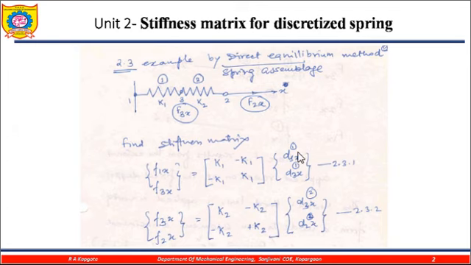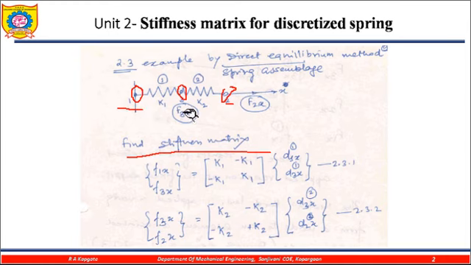So let us take this problem. What is given is a spring, and the spring is divided at this point. This is node 1 and this one is node 2. But here we have taken one additional node, that is node 3. So you can see very easily that there are three nodes: node 1, node 2 and node 3. First of all we are interested to find the element stiffness matrix.